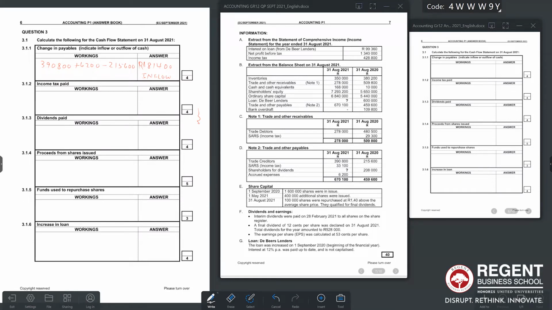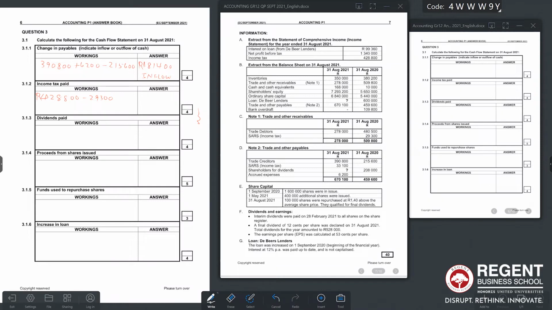I was supposed to pay them based on my profit 428,800. That's how much you're supposed to pay them. But then I said, SARS, you owe me 29,300. So I'm going to subtract that from there. So minus 29,300. Take out the 29,300.